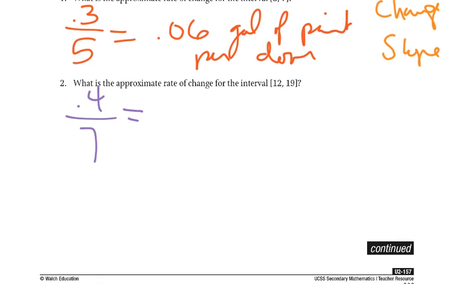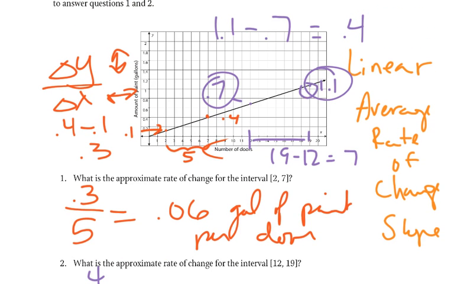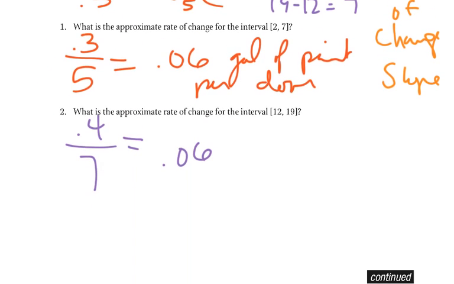So 0.4 gallons per 7 doors. If we simplify that, we should get the same thing, right? 0.4 divided by 7 is roughly 0.057, which, because we were just estimating on some of these, is basically the same thing, because it's linear.